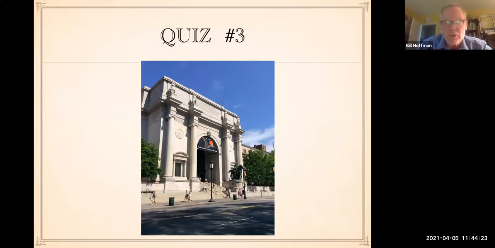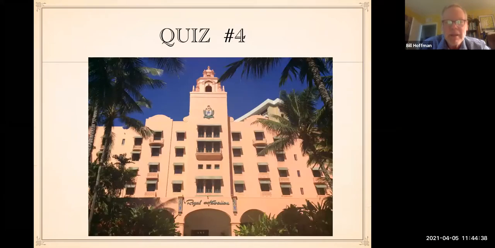And now how about number 3? This is the Natural History Museum in San Diego. Notice how I said lots of statuary, monumental classical revival, early 1900s. This is Beaux-Arts style.